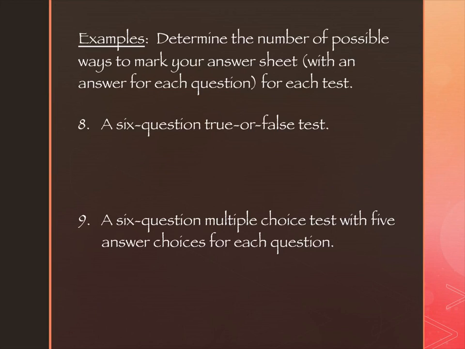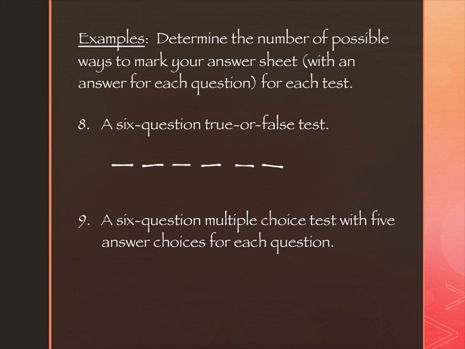Okay. So what we're going to look at on these examples is how many different ways you could mark an answer key with given conditions. So the first one is a 6-question true or false test. So there's 6 questions, which means I'm going to have 6 blanks. This is a short test, or you could say maybe it's a quiz. There's 6 blanks because there's 6 questions.